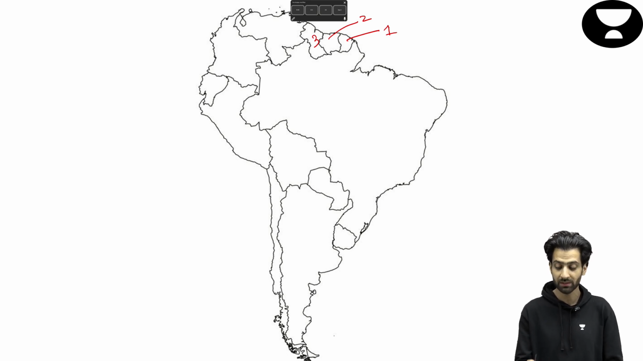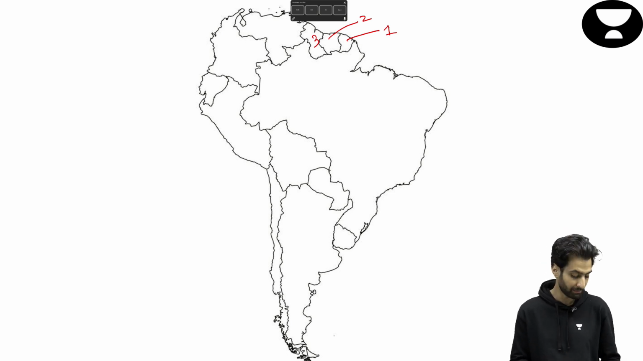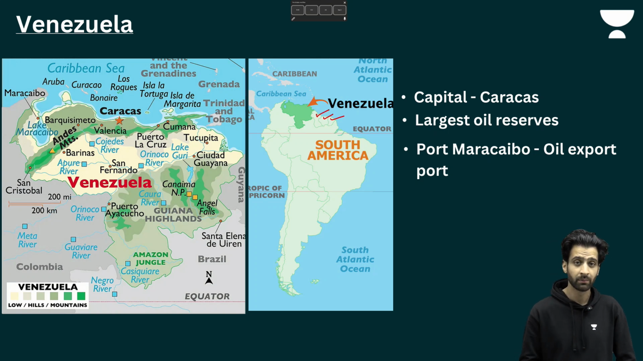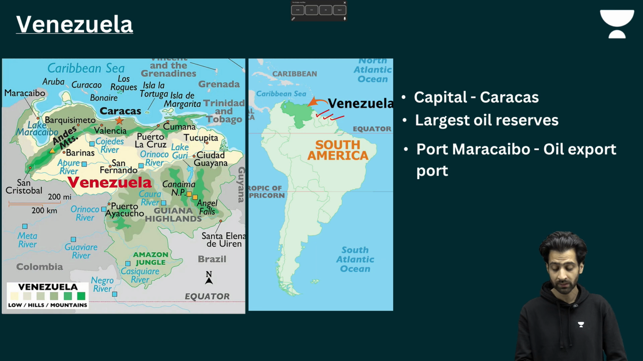So take a print out of this map so that you revise, and the purpose is to make you familiar with these places and you should not feel uncomfortable while you are doing the mapping. Now let's move to Venezuela. We are done with this country, this country, and this country. You should tell me in the comments the names of the countries. Now we will move to Venezuela.